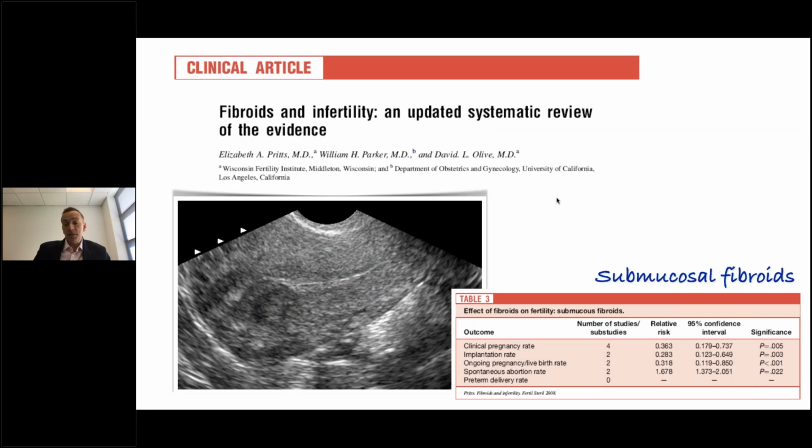Now, this is a pretty old systematic review. There are more reviews since. They all say the same thing, so I think this still has relevance. What's a real shame is how few studies there are. This one is looking at the impact of submucosal fibroids, and you can see on clinical pregnancy, implantation, live birth rate, and miscarriage rate.